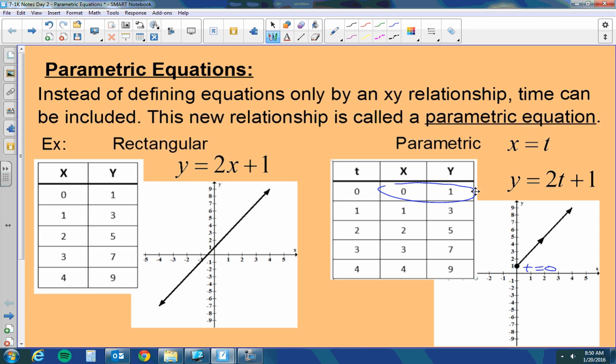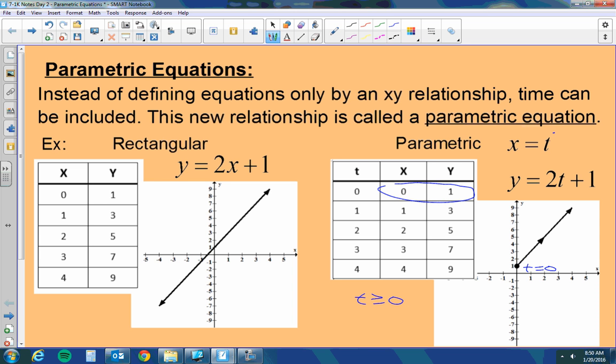It didn't have a restriction, so this really should be the whole line. T could be negative. So I'm saying without the restriction, it surely should be the whole line, okay? But they restricted t, and that can happen, so you just get part of the line.